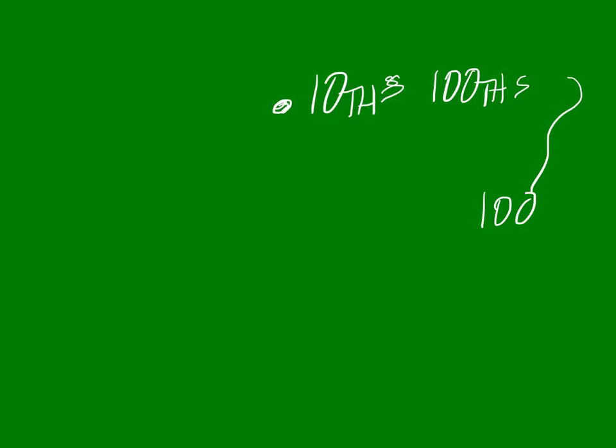Here's a review of what the decimal places are. Here's the decimal point. This is the tenths place. And this is the hundredths place. And at the end there would be the thousandths place. To the left here you have the ones, the tens, and the hundreds. They don't change. They're always in that order.